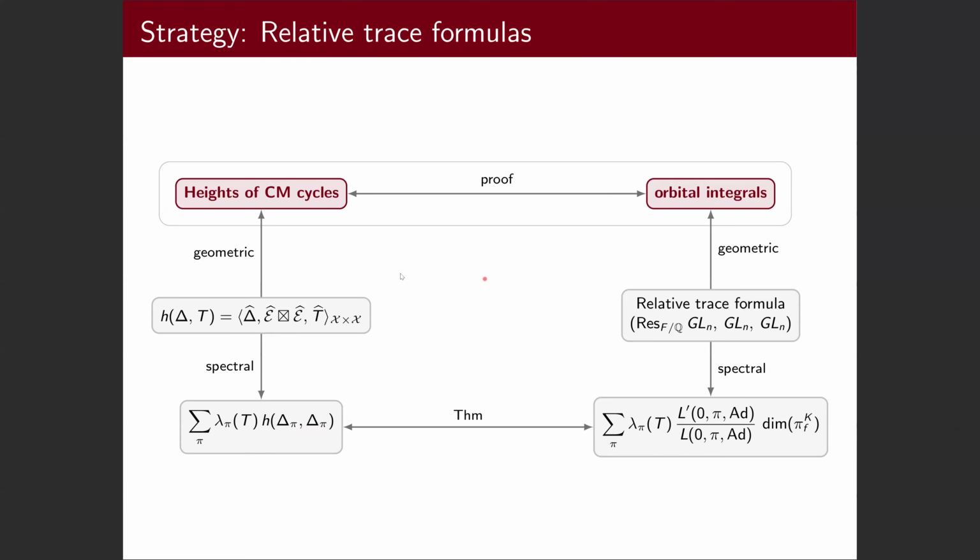Okay, so far I've mostly focused on the left-hand side, the intersection theory side, but next I'll say something more about the analytic side, the right-hand side. I won't say too much here, but I thought I should at least define what these orbital integrals are that I'm considering.